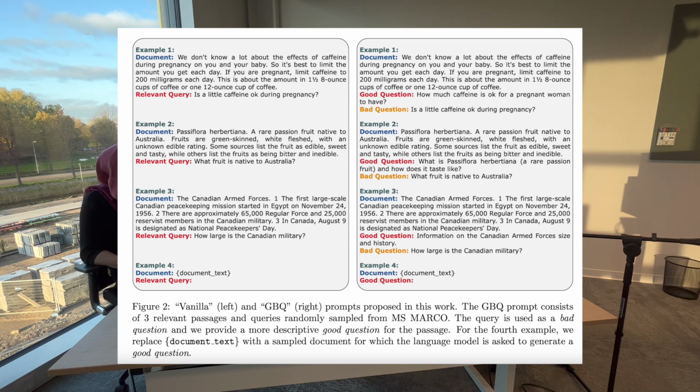I would guess it's more of a problem with MSMARCO, because there are just some queries that are factoid, single answer, very easy. And you don't want to use these as prompts, right? You don't want to generate a query that can be answered in one word. So it's the input data largely, I think.